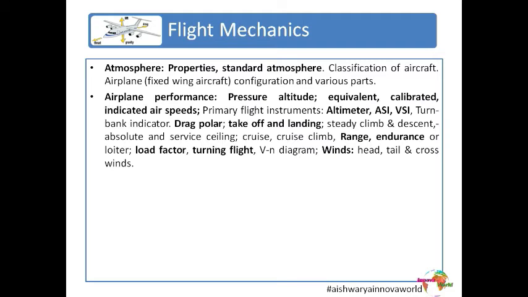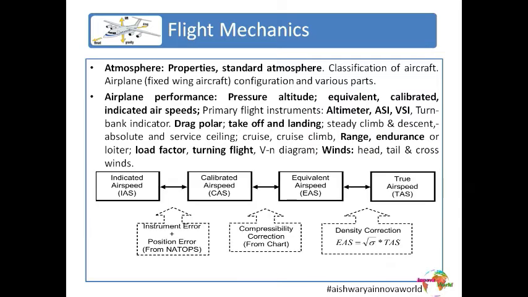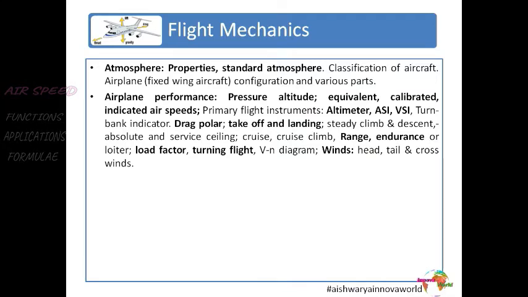In airplane performance, you should understand and study this factor: what is meant by pressure altitude, and how IAS is related. Then equivalent, calibrated, and indicated airspeed and their formulas, and where each is applicable: at what condition equivalent airspeed is used, and calibrated airspeed is used, and indicated airspeed being used. Their application and formula are very important.